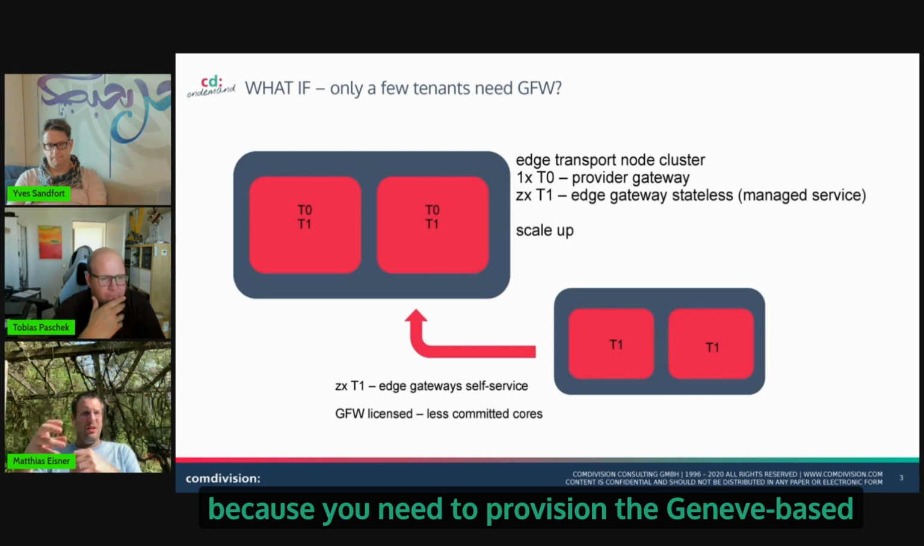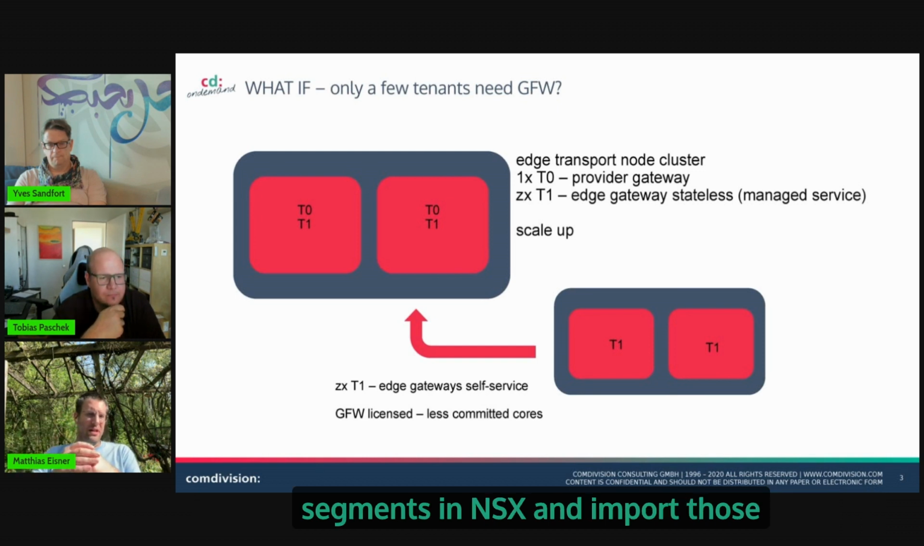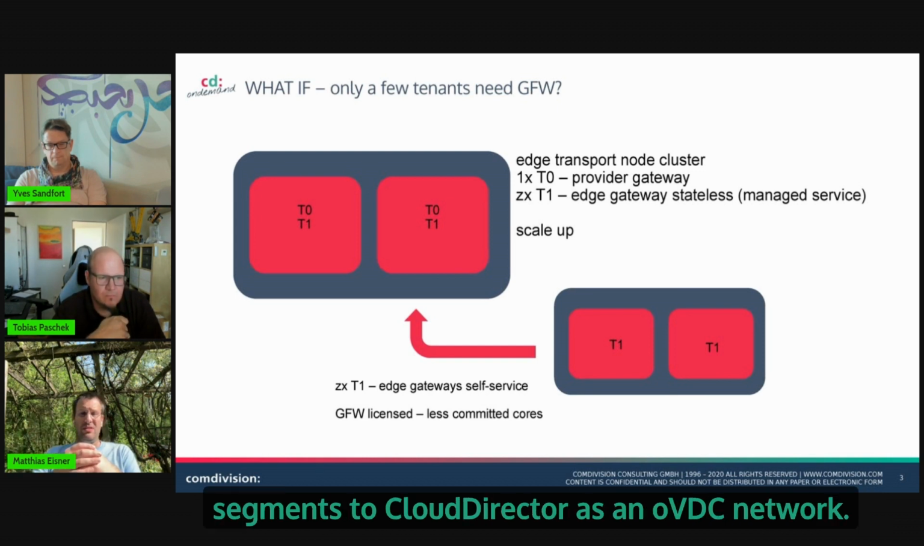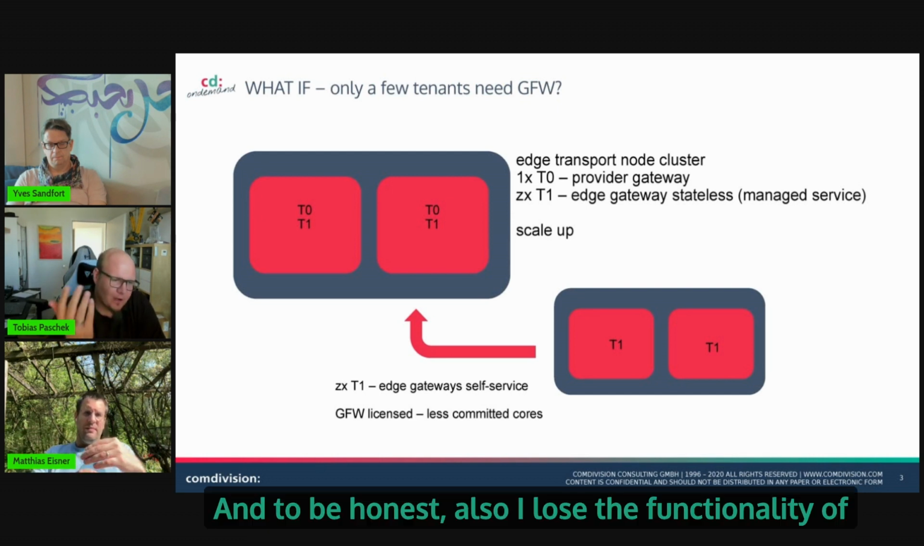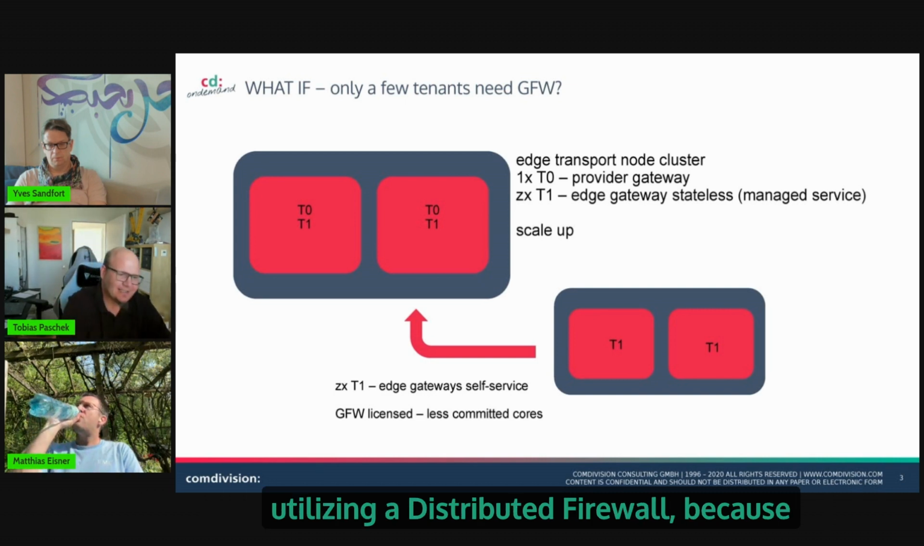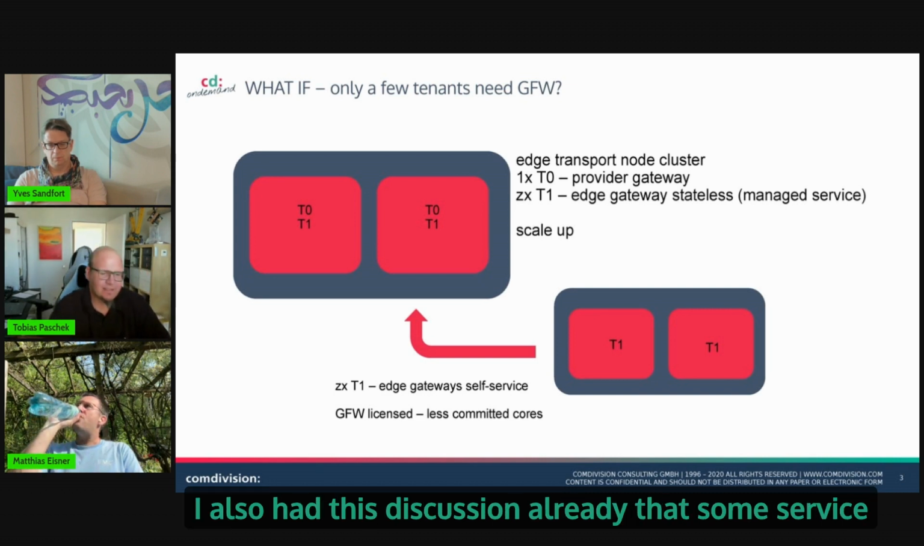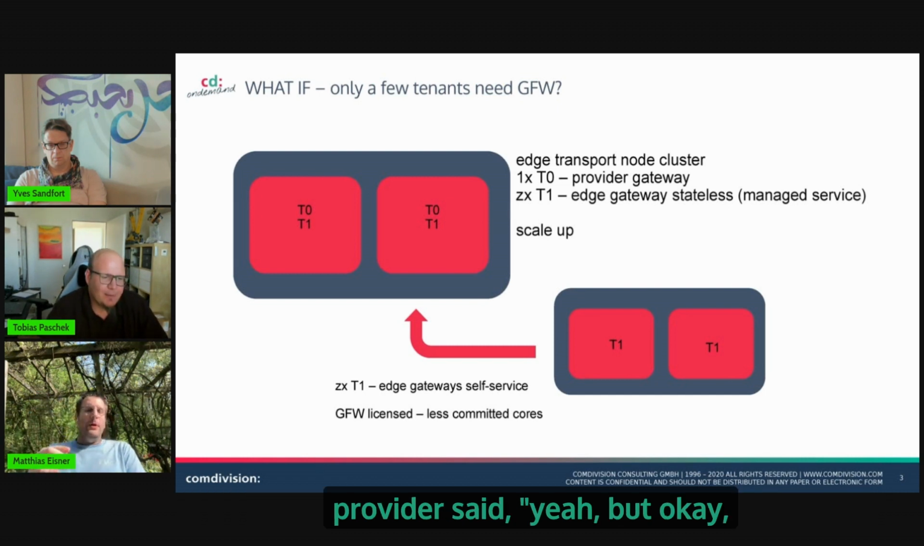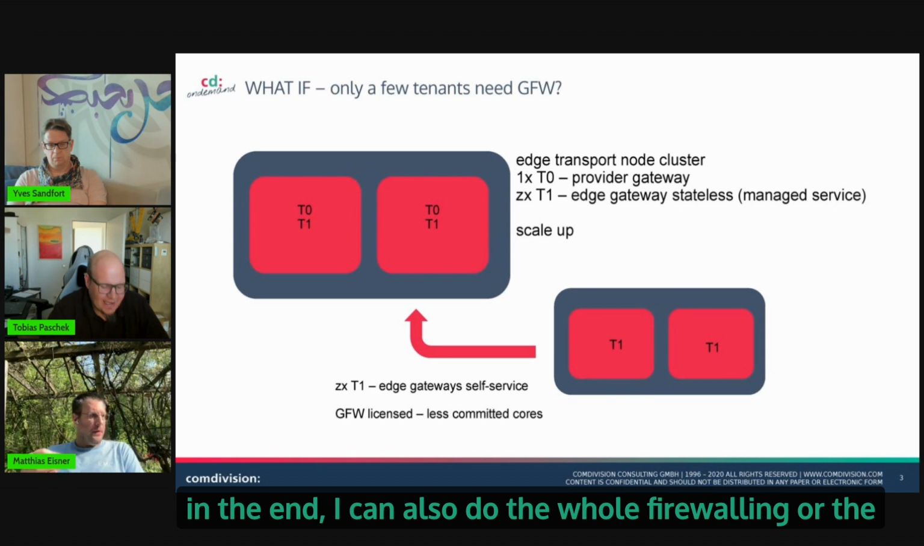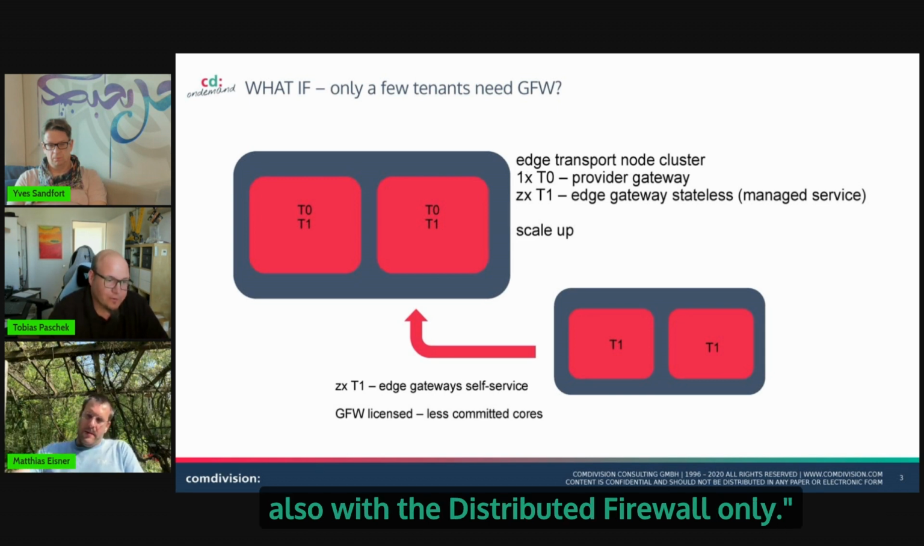because you need to provision the Geneve-based segments in NSX and import those segments to Cloud Director as an OVDC network. And to be honest, I also lose the functionality of utilizing a distributed firewall, because I also had this discussion already that some service provider said, yeah, but at the end I can also do the whole firewalling, or the tenant could do the whole firewalling with the distributed firewall only.